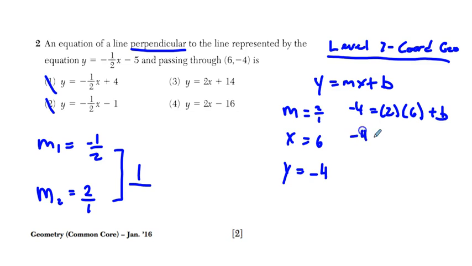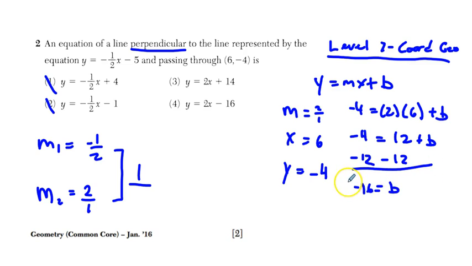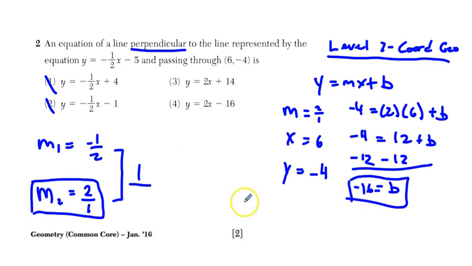Let's solve this guy out. -4 equals 12 plus b. Subtract 12 from both sides, and we get b is equal to -16. So, which one of these equations has a slope of 2 and a y-intercept of -16? That would be number 4.